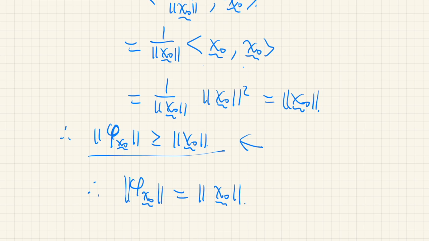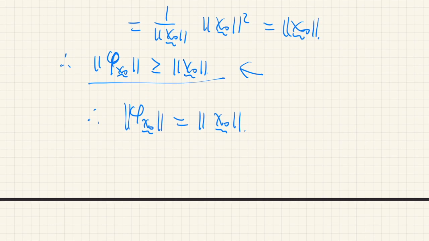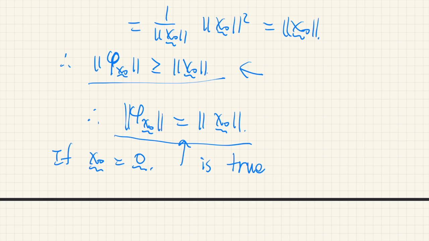So this was when x0 was non-zero, but what happens if x0 is actually a zero vector? Actually, when this is the case, then this is also true. So in either case, this holds. And of course, x0 is one specific vector in the Hilbert space. So the norm is finite, this is bounded. Therefore, the map is also bounded.